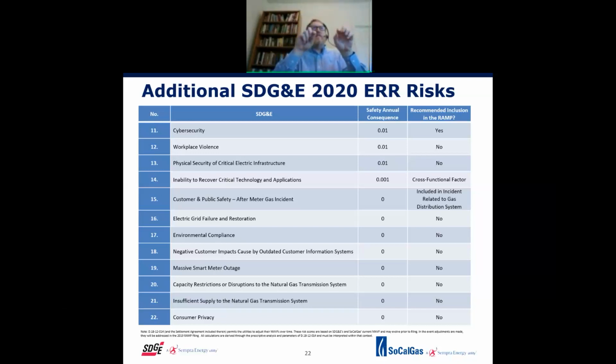And rather than treating it as its own risk, we wanted to give you the comprehensive view of how it's affecting and how it's cross-functionally affecting other risks. So it's not technically a RAMP chapter in itself, but it is definitely in the RAMP. And we'll get into more of that soon.